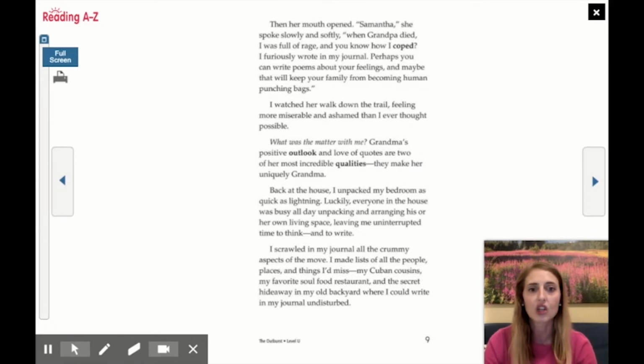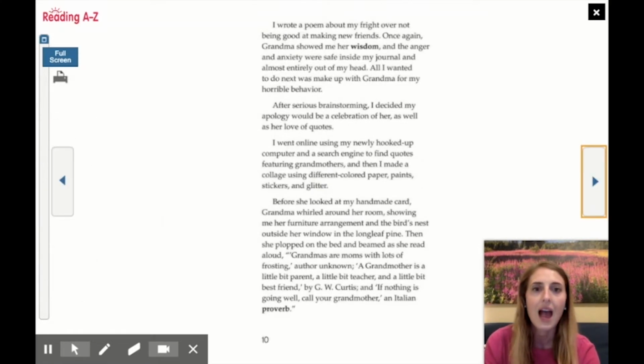I scrawled in my journal all the crummy aspects of the move. I made lists of all the people, places, and things I'd miss. My Cuban cousins, my favorite soul food restaurant, and the secret hideaway in my old backyard where I could write in my journal undisturbed. I wrote a poem about my fright over not being good at making new friends. Once again, Grandma showed me her wisdom, and the anger and anxiety were safe inside my journal and almost entirely out of my head. All I wanted to do next was make up with Grandma for my horrible behavior.